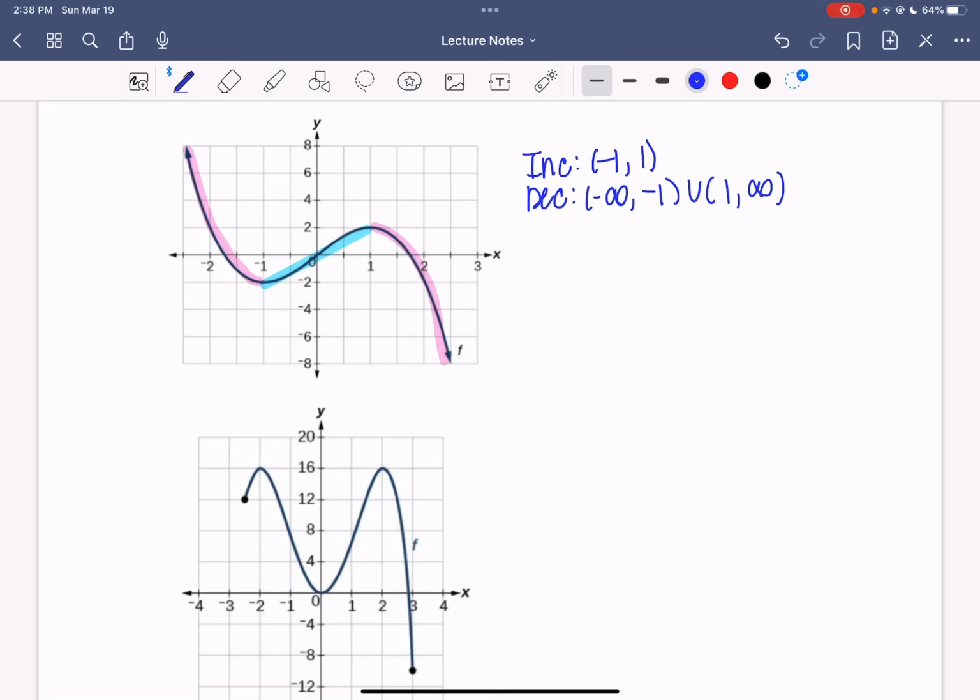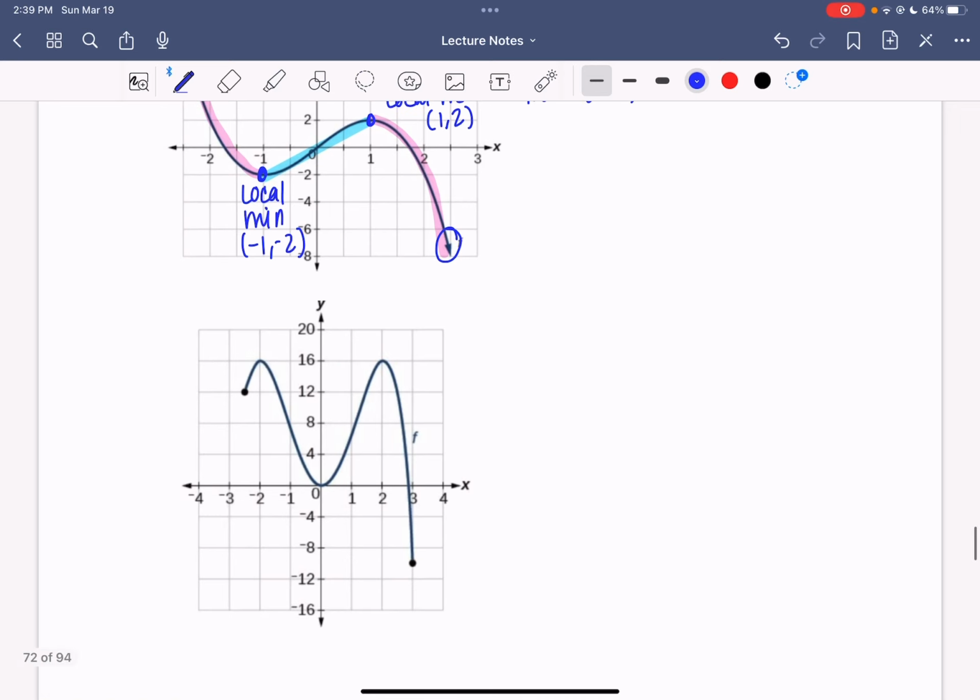Now let's mark down our local minimum and maximum on the graph itself. Right here, we would have a local min, and that occurs at -1, -2. Right here, we would have a local max, and that occurs at 1, 2. Now this next one is a little bit different. In these last two, we had arrows on the ends, so that's why we were going from negative infinity to positive infinity. In this next one, notice that this is on a closed interval. On the closed interval, you can see that we have endpoints. These are not arrows. So first let's start with our increasing and decreasing, and then we'll talk about those extrema.